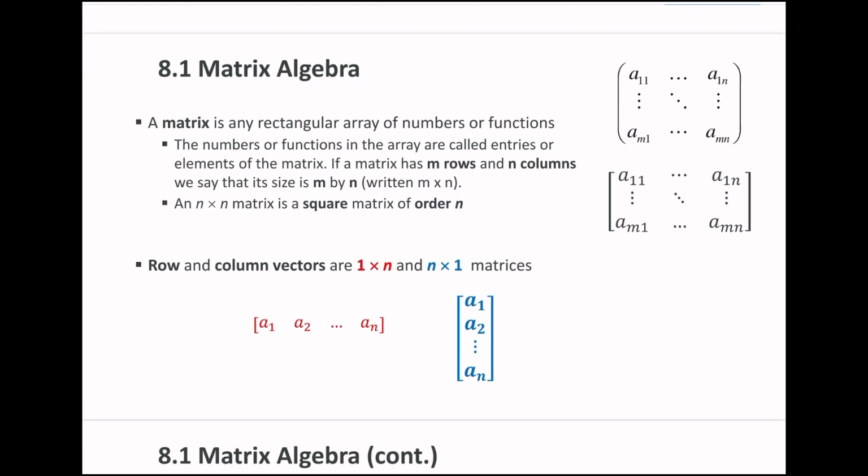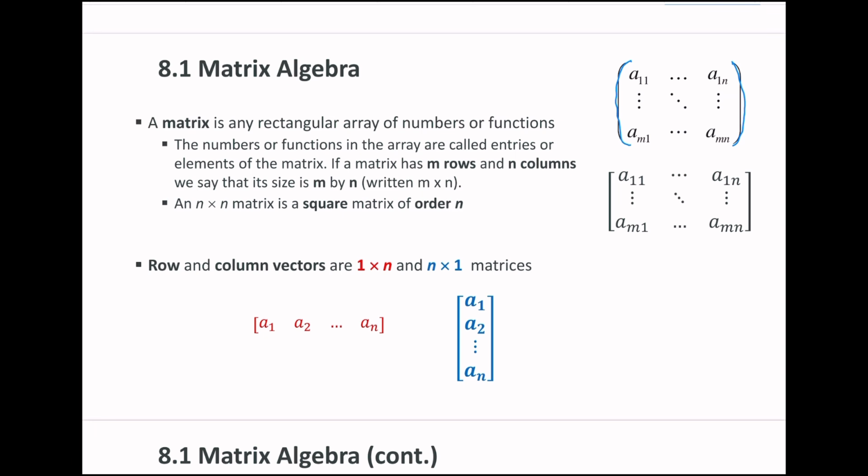Matrix algebra. The definition of a matrix is a rectangular array of numbers or functions. Our textbook uses parentheses to indicate the matrix. However, I want to use square brackets, and the numbers or functions in the array are called entries or elements of the matrix. If a matrix has m rows and n columns, we say the dimension of that matrix is m by n. If the number of rows and number of columns are the same, we call it a square matrix, n by n matrix.